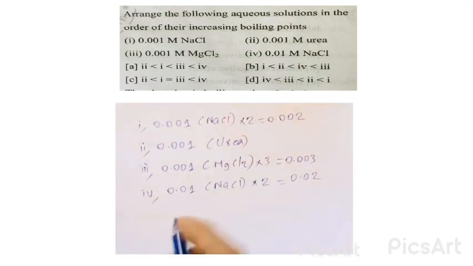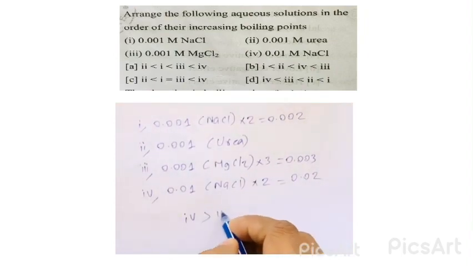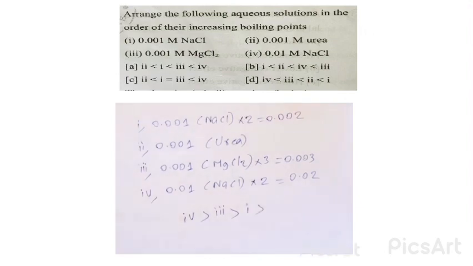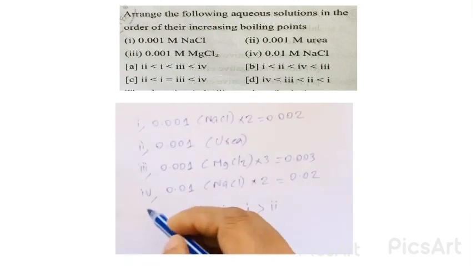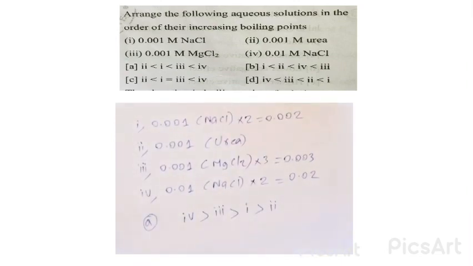The highest concentration is 4, then 3, then 1, then 2. So we can say option 4 is greater than 3, greater than 1, greater than 2, that is A.